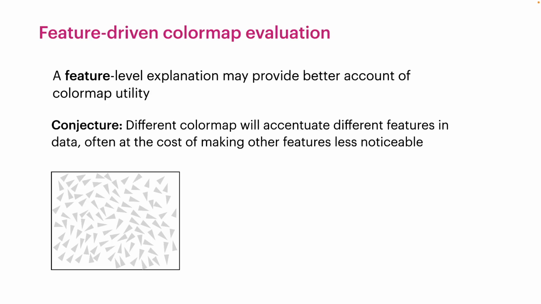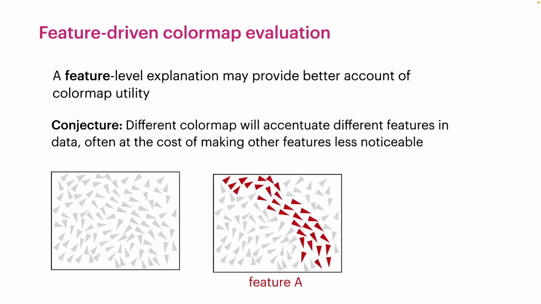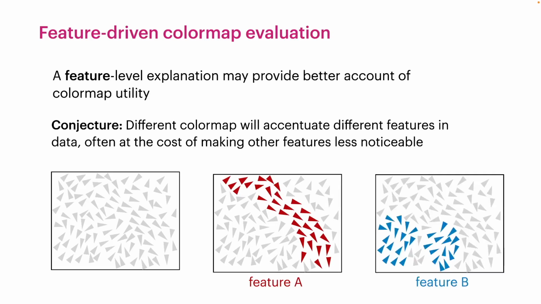So instead of task, we're proposing a feature-level account of color map utility. This is based on a conjecture that different color maps will highlight different things in data. So given a data set, we might see one kind of feature if we use a color map A, but if we switch to a different color map B, we might be able to see entirely different sets of features altogether. And it's quite possible that we can't see both A and B at the same time, meaning that there is a trade-off associated with using different color maps in terms of which feature they highlight or emphasize or de-emphasize in the data for that matter.